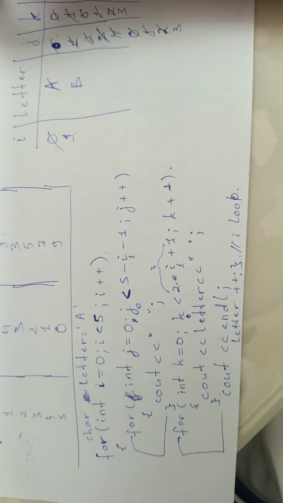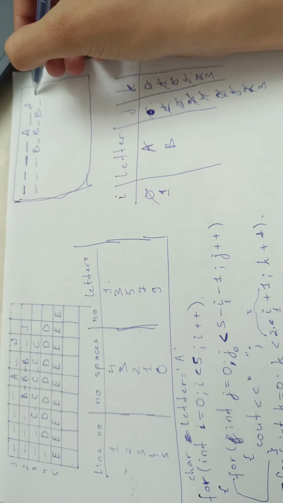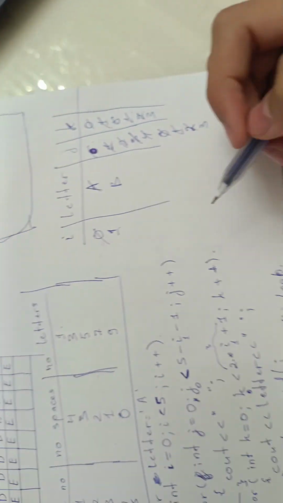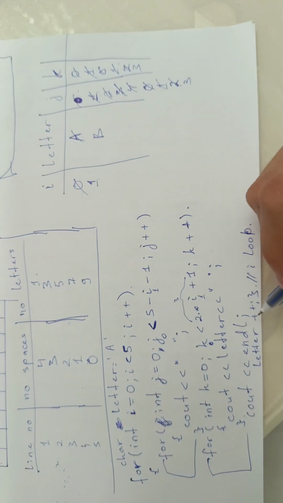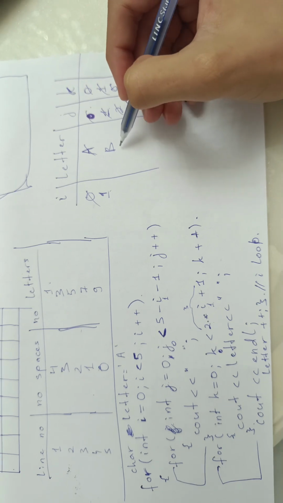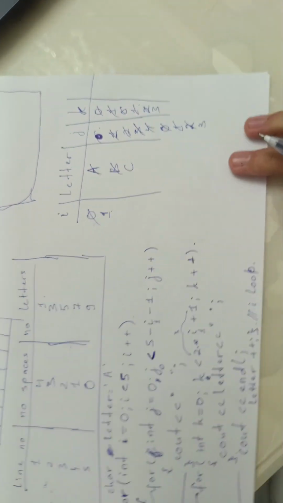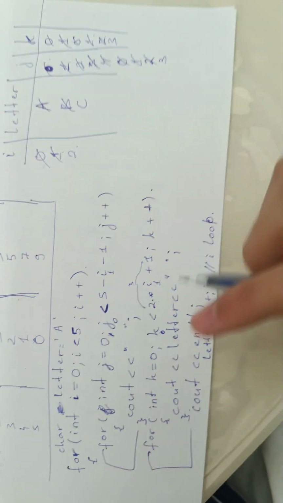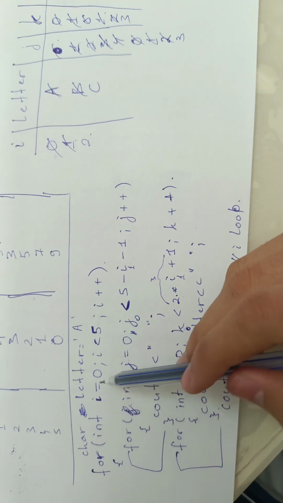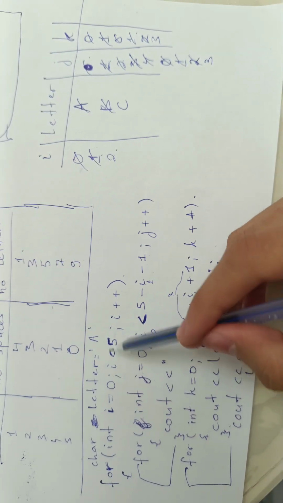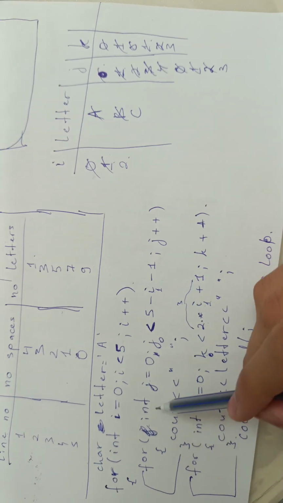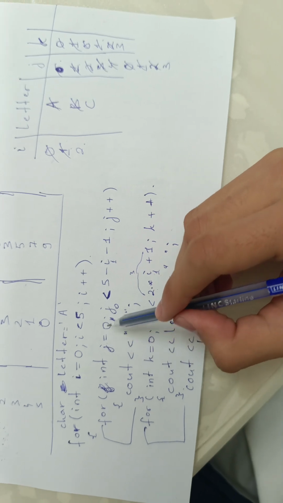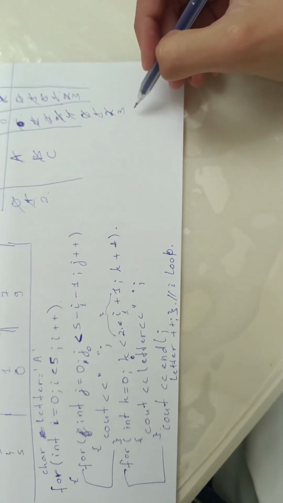And as we said, cout end line. Then letter plus plus, B becomes C. I becomes 2. So I equals 2, and 2 is less than 5. So it goes to the inner loop, the J loop. J equals 0. It starts from 0 again.